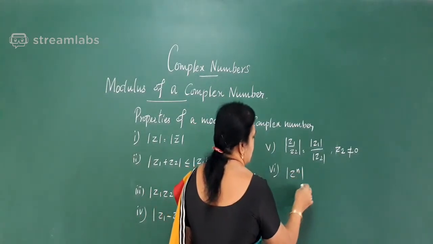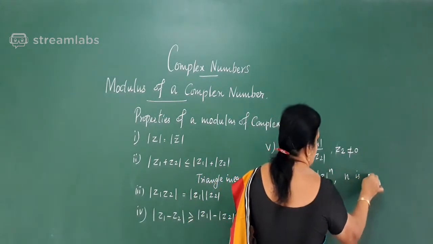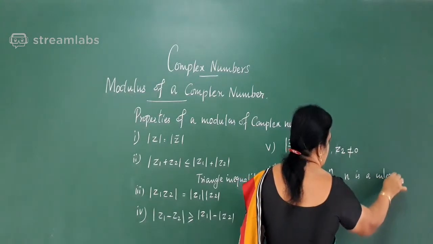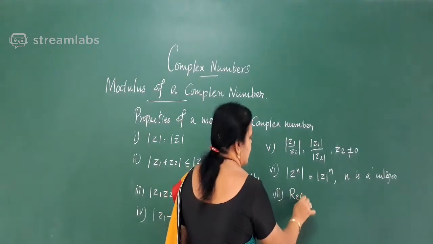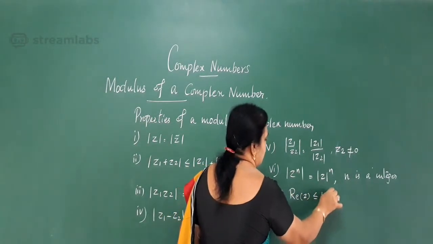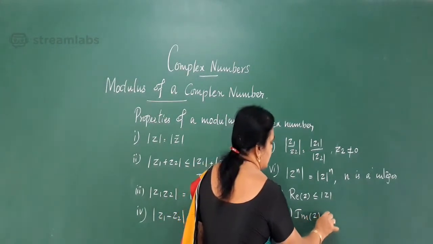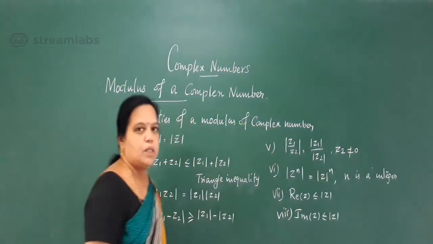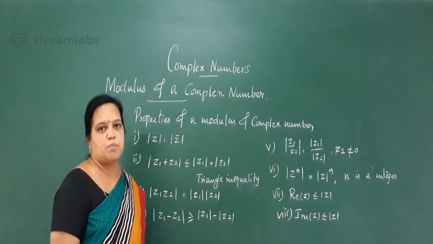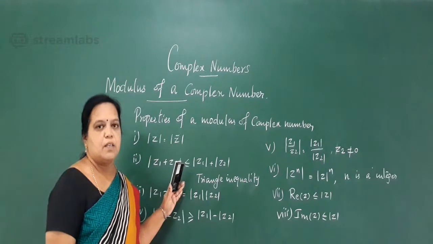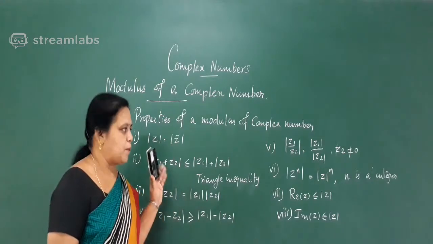Then modulus z power n is equal to modulus z whole power n, where n is an integer. Then real part of z is less than or equal to mod z. Imaginary part of z is less than or equal to mod z. These are all the properties of the modulus of a complex number. By using these properties, we can see some sums and proofs of the properties.